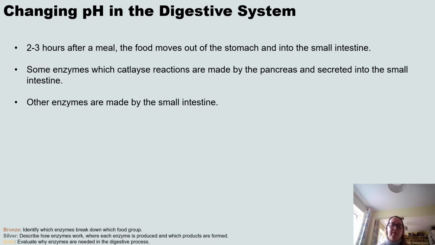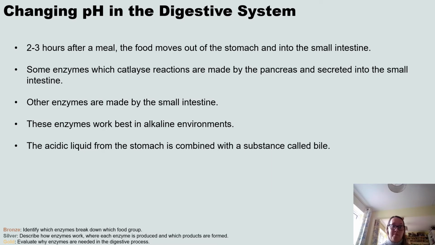Other enzymes can be made by the small intestine as well, so that is important to note, and they all work best in alkaline environments. But of course that's a problem because the stomach has such a high acidity that if it just passed into the small intestine as it is, then it would burn the small intestine, and it would also, because there's no mucus, denature the enzymes. So we don't need that, we don't want that. So we produce something called bile, which we will go through now.